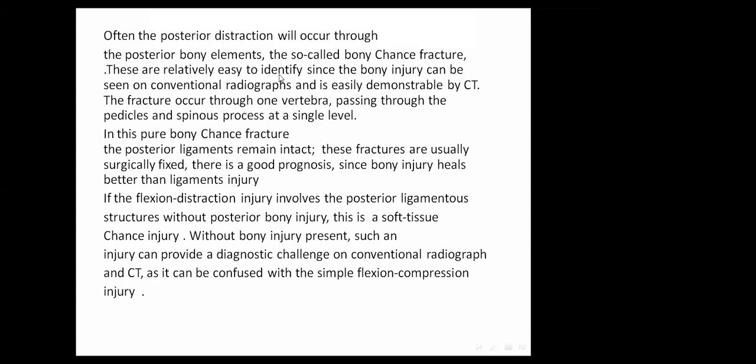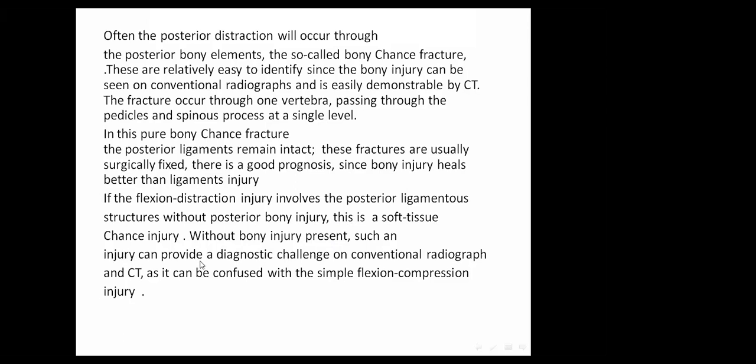They are relatively easy to identify since the bony injury can be seen on conventional radiography and is easily demonstrated by CT. The fracture occurs through one vertebra, passing through the pedicles and spinous process at a single level. This is a pure bony Chance fracture. The posterior ligaments remain intact. These fractures are usually surgically fixed. There is a good prognosis since bony injury heals better than ligamentous injury. The other type is a flexion distraction injury involving the posterior ligamentous structures without posterior bony injury. This is a soft tissue Chance injury, with no bony injury present.